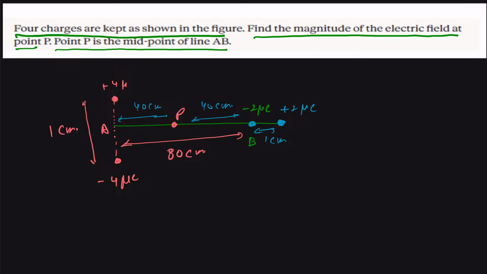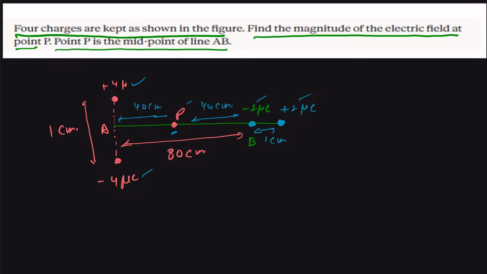So this is the basic question, and we have to find the magnitude of electric field at point P. In order to solve this, we can use two different methods. One is our normal process of using a single charge and finding the electric field at point P. So first we take plus 4, find the electric field at P, then we take minus 4, find the electric field at P. Similarly, take minus 2, electric field at P, and plus 2, electric field at P.